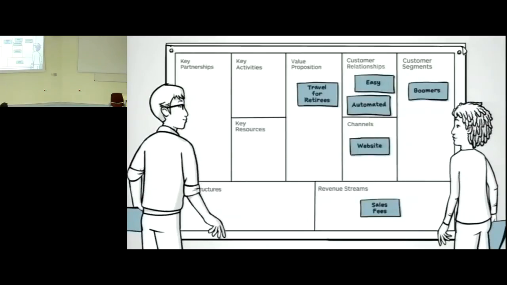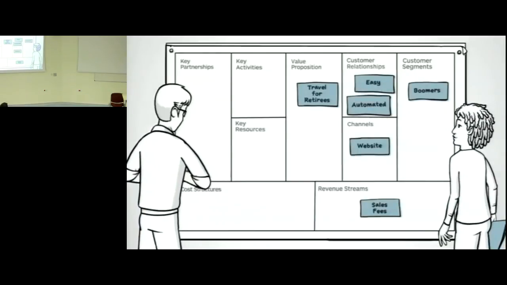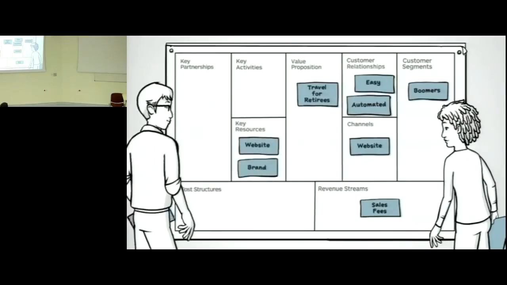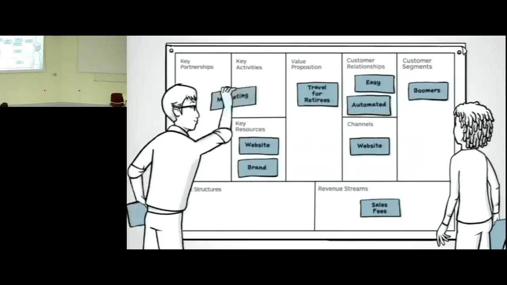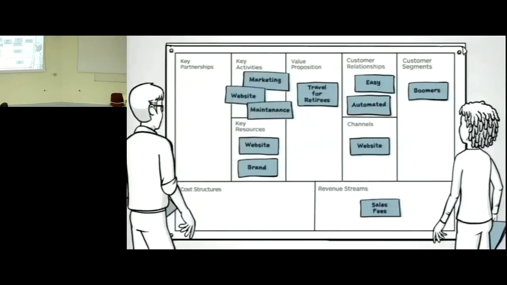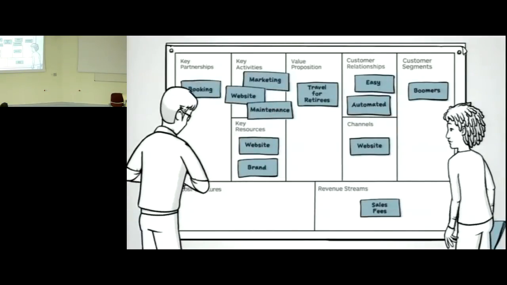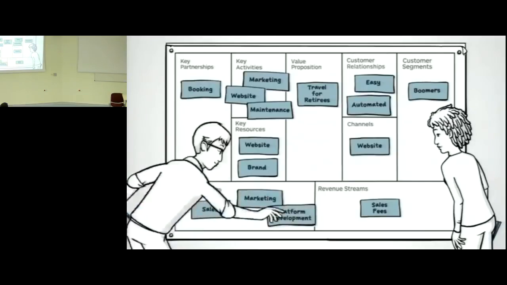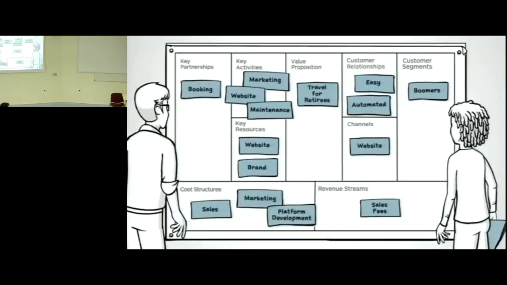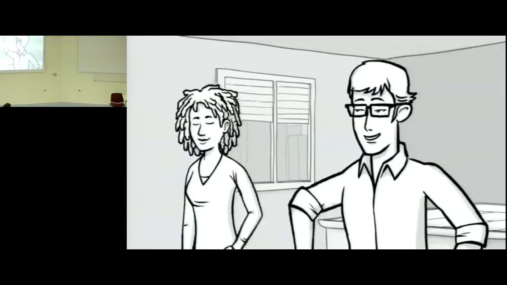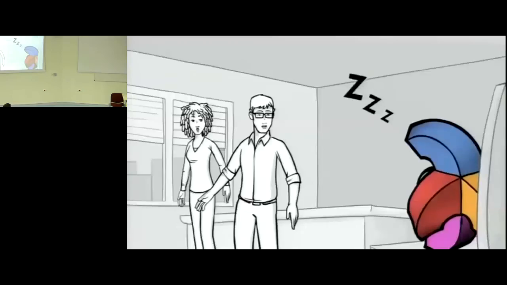Next, you figure out what key resources you need to offer all that, like a reliable website and brand recognition. Carl's thinking his key activities will be marketing, website, and maintenance. And then partners will do the booking. And finally, where your costs will come from. Sales, marketing, platform development, all that will cost you. There you go, your first model. But don't expect a medal or a breakthrough.